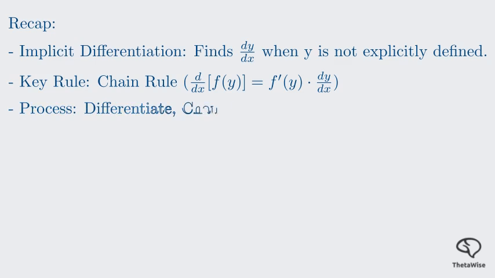We then outlined a 5-step process. Differentiate both sides, apply the chain rule, gather terms with dy/dx, factor it out, and finally, solve for dy/dx. We worked through 3 examples, showing how to apply this process to a basic implicit equation, one requiring the product rule, and one that was simplified by algebraic manipulation.